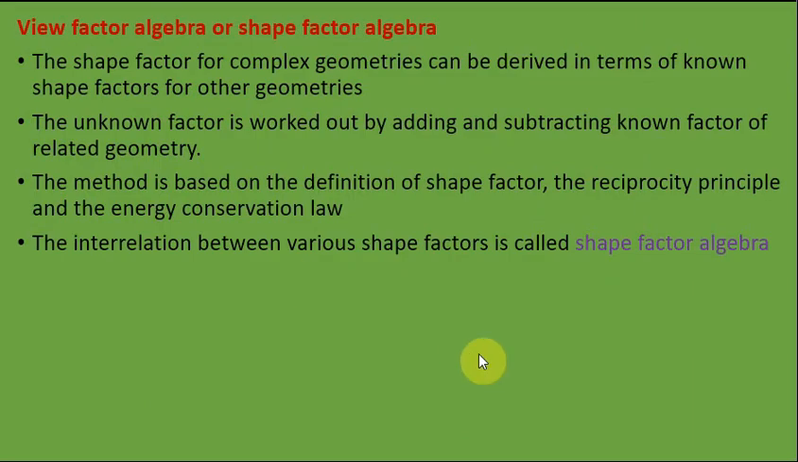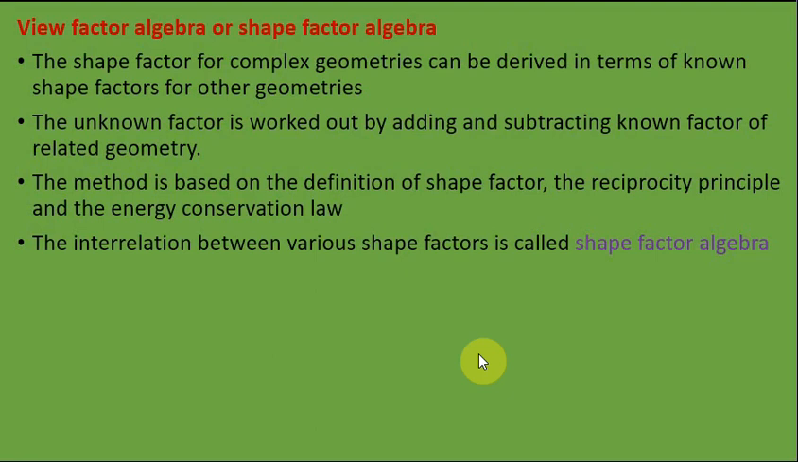Now we will go for view factor algebra, or shape factor algebra. The shape factor for complex geometries can be derived from the known shape factor of other geometries. The unknown factor is worked out by adding and subtracting the known factors of related geometry. The method is based on the definition of shape factor, the reciprocity principle, and the energy conservation law. The interrelationship between various shape factors is called shape factor algebra.